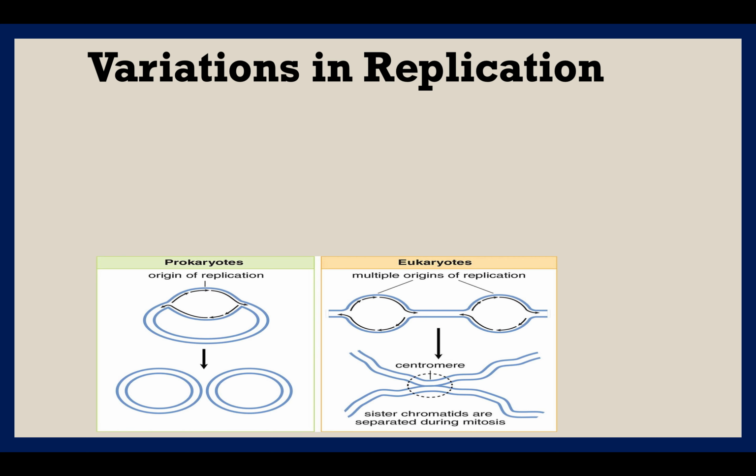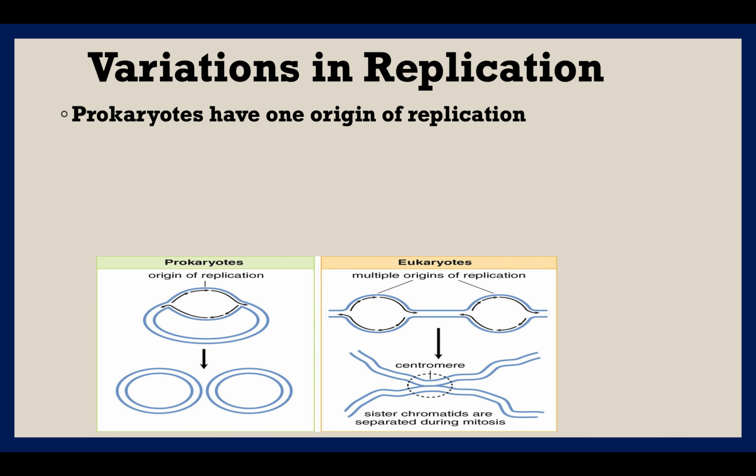Variations in replication. So replication can happen differently depending on the shape of the DNA. So let's have a look. Prokaryotes have a single origin of replication. Now, let's think about why that would be. First, let's notice the differences.